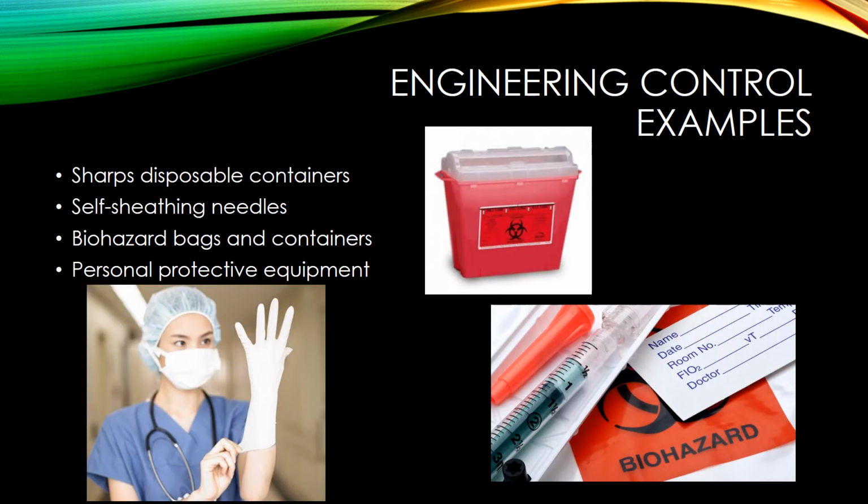So we do a lot of things to try and prevent exposures. One is we use sharps disposable containers. These things are known as engineering controls. Sharps containers are for needles, syringes, scalpels, things of that nature. Clothing does not go in these. Band-aids do not go in these. You can have self-sheathing needles.